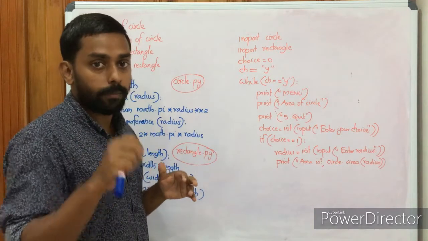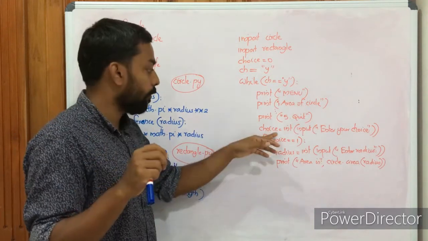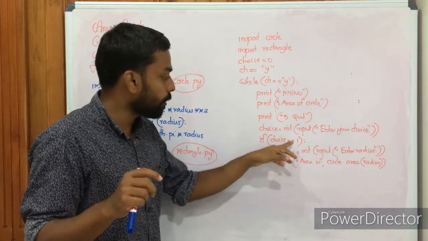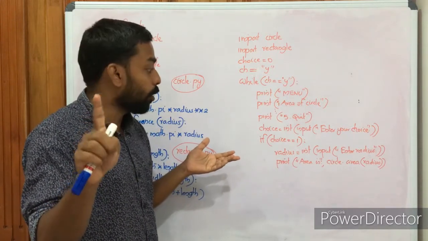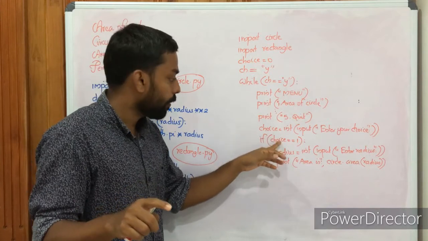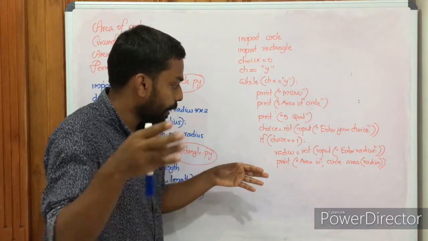Suppose we input 1 for choice. Okay, 1 will be assigned to choice. Then if choice equals 1, yes, it is of course 1, because we have inputted 1 to choice with this statement. Then choice equal to 1 will be compared.